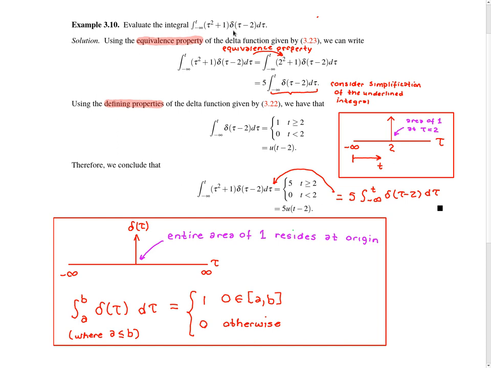In this particular example, the sifting property is not directly useful because the upper limit of the integral here is not positive infinity. So this integral doesn't match the form of what the sifting property allows us to deal with. On the other hand, the equivalence property is something that could be applied here, because in the integrand here what we have is a shifted delta function, delta of tau minus 2, multiplying some other function, this tau squared plus 1. And this matches the form of the expression that the equivalence property allows us to deal with.